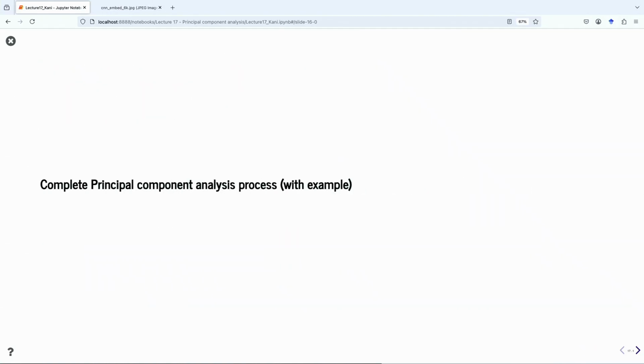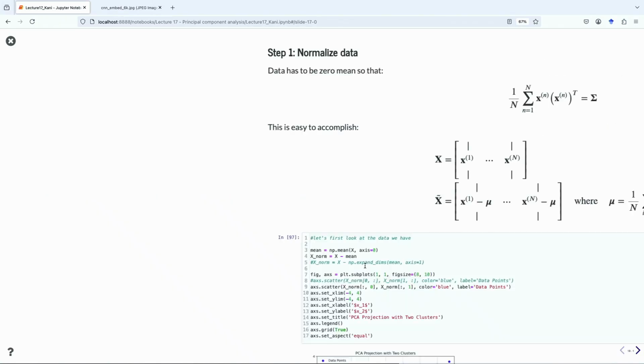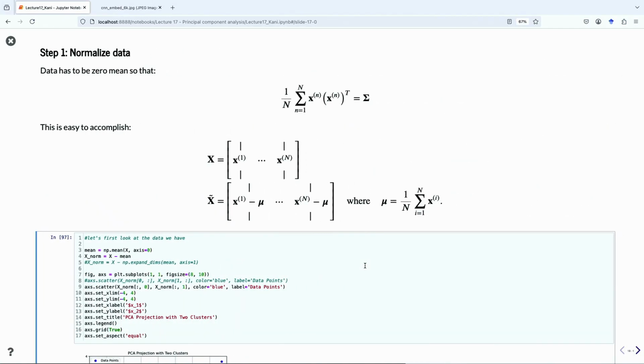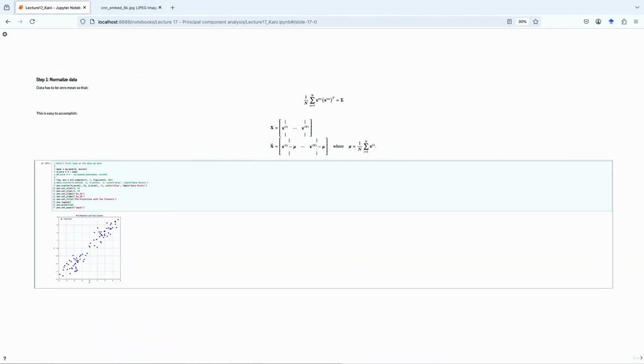Namely, let's do that. And so, let's go through the actual process of principal component analysis using everything we've learned.